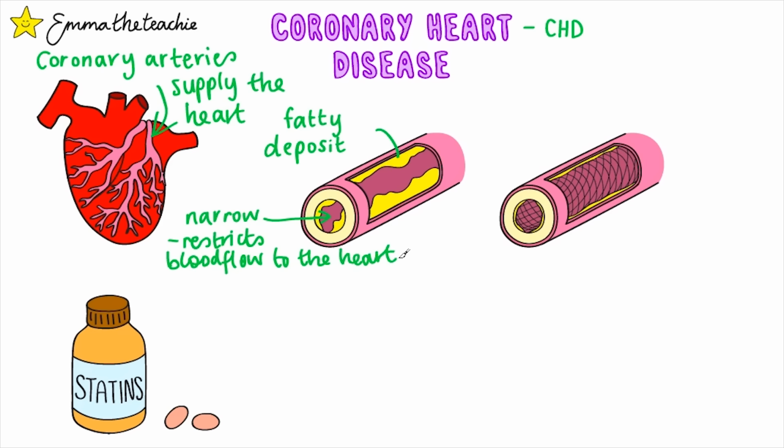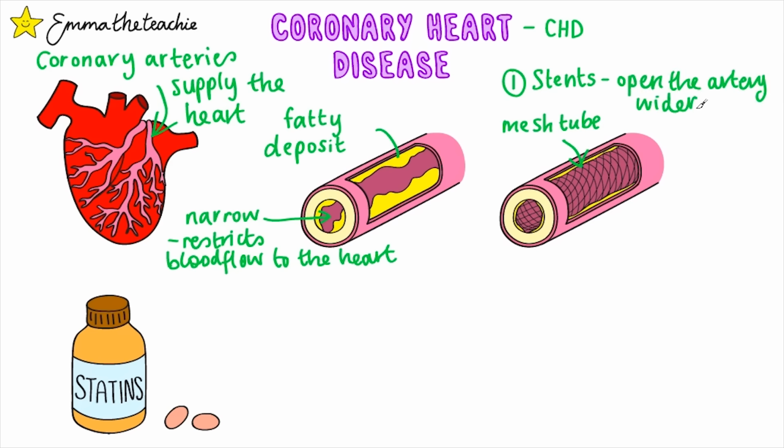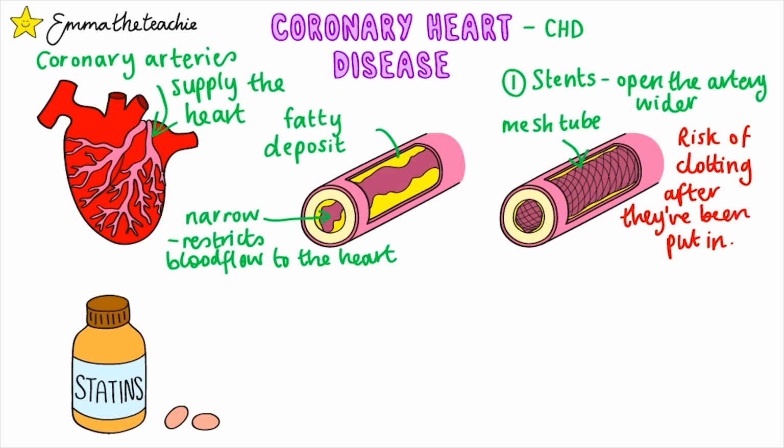There are 2 methods of treatment for CHD. You need to be able to evaluate methods of treatment, so we'll discuss the benefits and risks as we go through them. The first method is stents. These are little mesh tubes that can be put inside the blocked artery, where they then squash down the fatty deposit, opening the artery wider. They are left in place, allowing the blood vessel to work properly. The issues are that the stents can cause a risk of clotting after they've been put in.